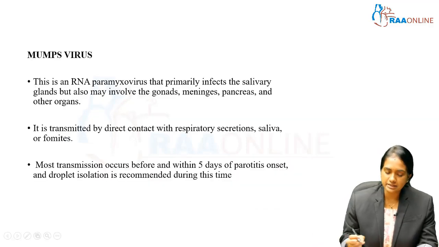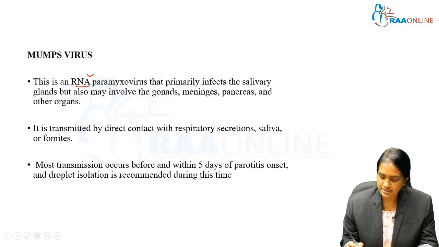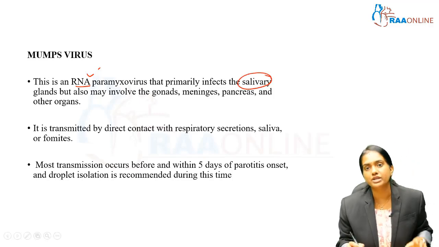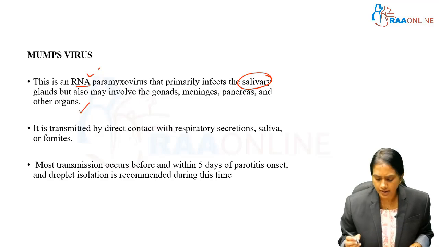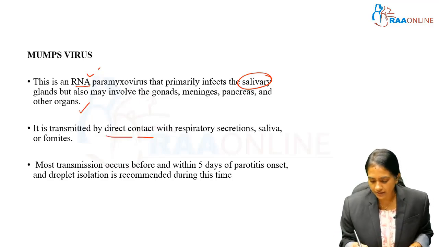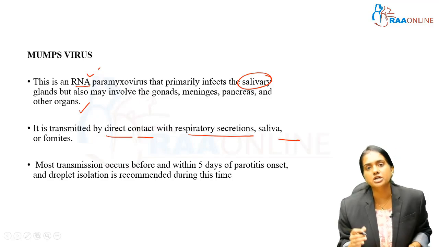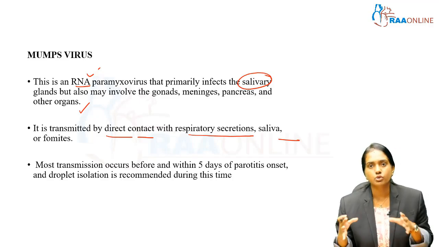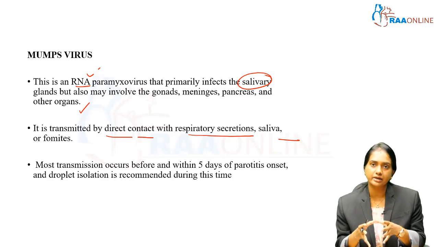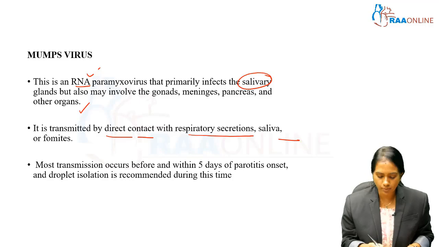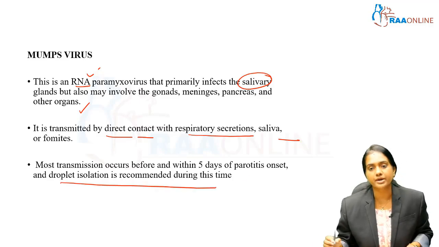The mumps virus is an RNA paramyxovirus that primarily infects the salivary glands, but it may also involve the gonads, the meninges, the pancreas and other organs. It is transmitted by direct contact with respiratory secretions, saliva and fomites. Most transmission occurs before and within 5 days of the onset of parotitis, when transmission is high. Droplet isolation can also be recommended at this time.